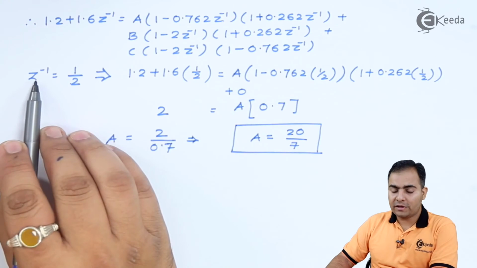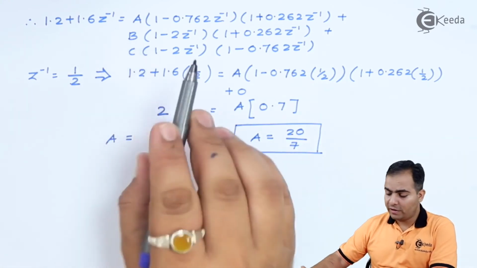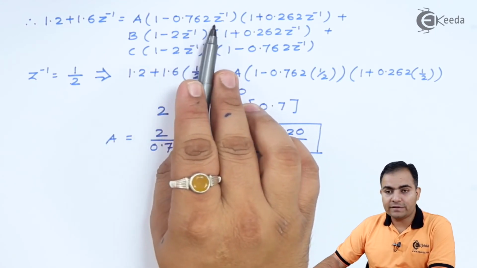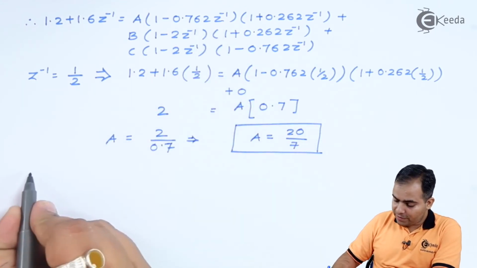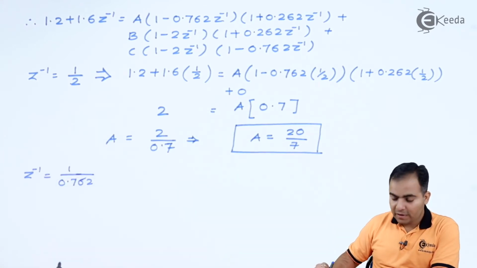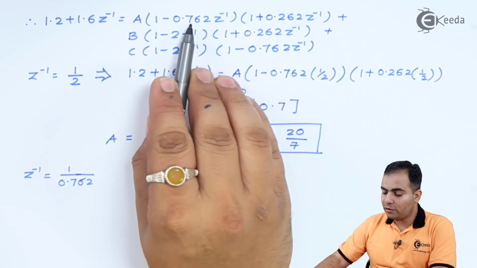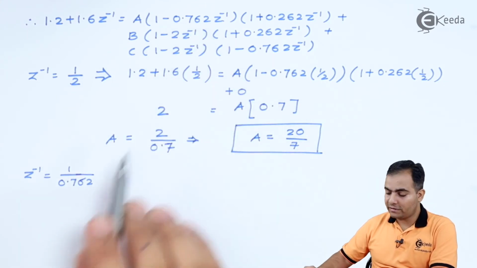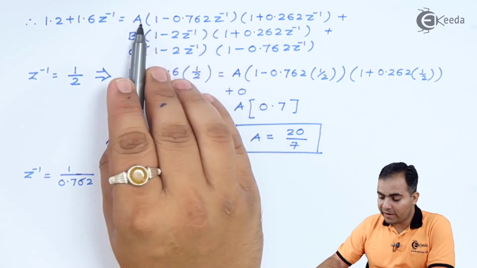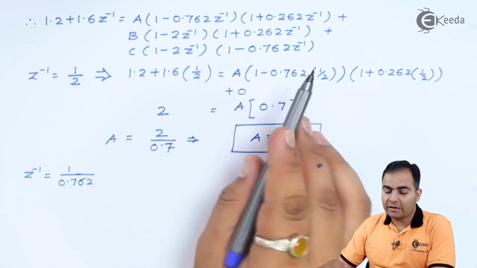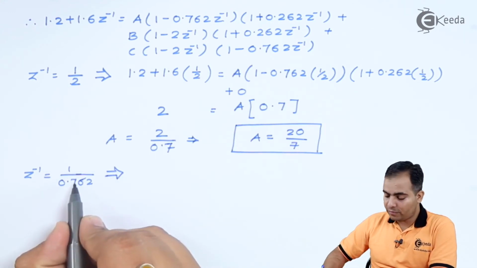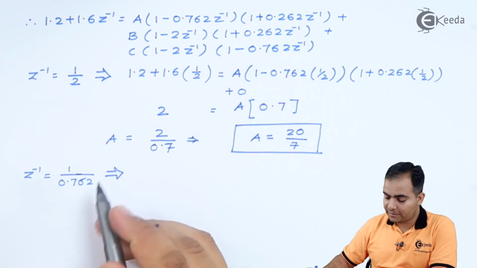Now we will substitute another z inverse value to get the value of B. Look at it, which term is missing over here? The answer is 0.762. So if I substitute z inverse equal to 0.762, then automatically 0.762 will get cancelled, and this whole part is replaced by 1. So 1 minus 1 becomes 0, so automatically my A term as well as my C term vanish. So I'm going to substitute z inverse equal to 1 upon 0.762 on both sides.